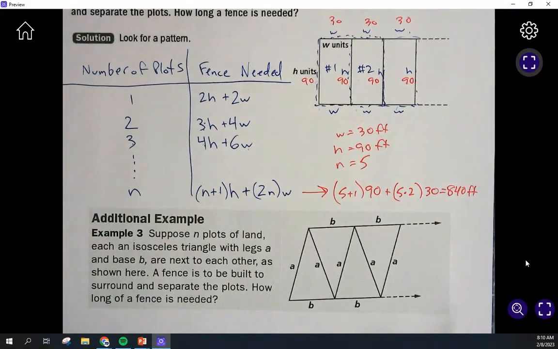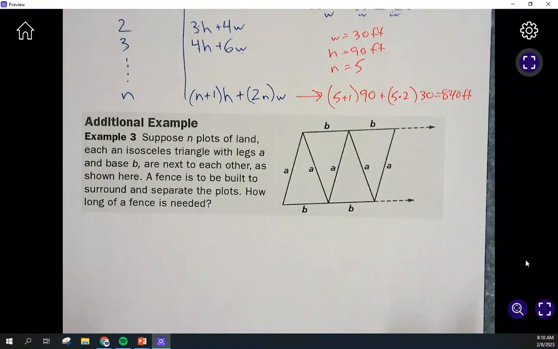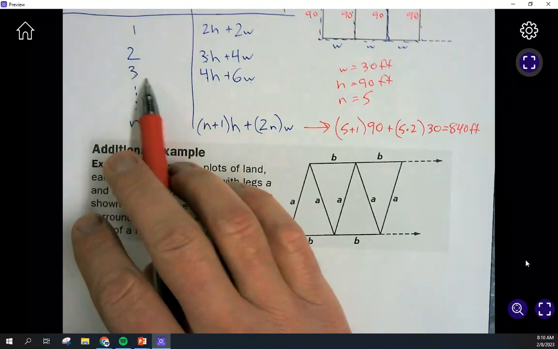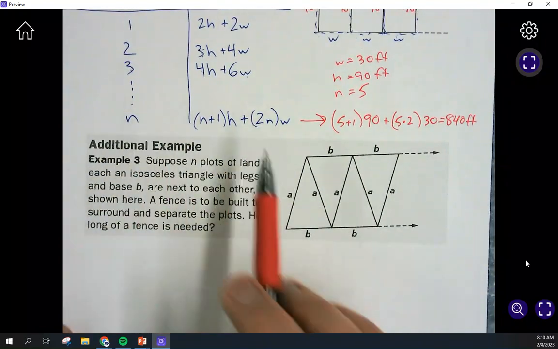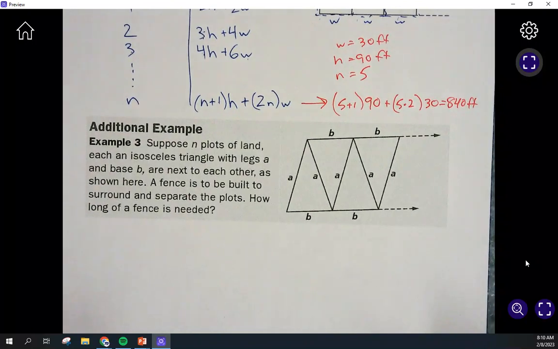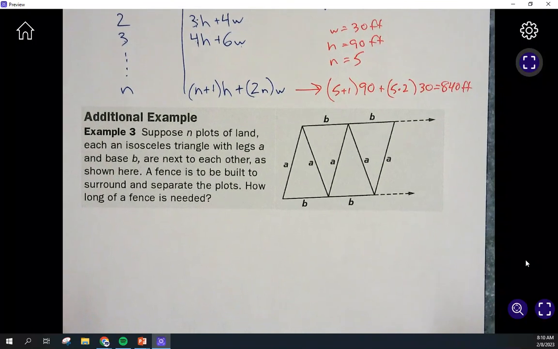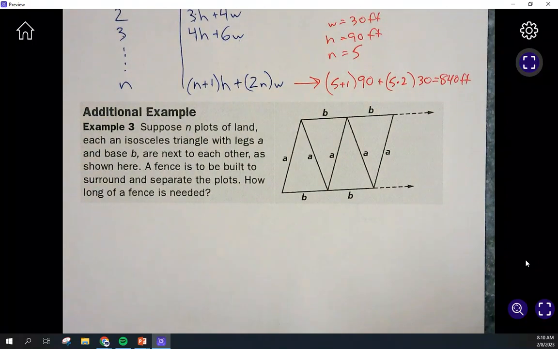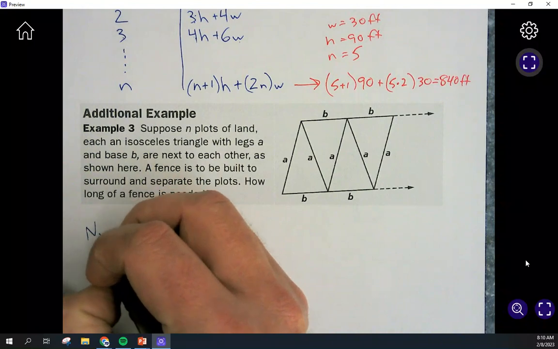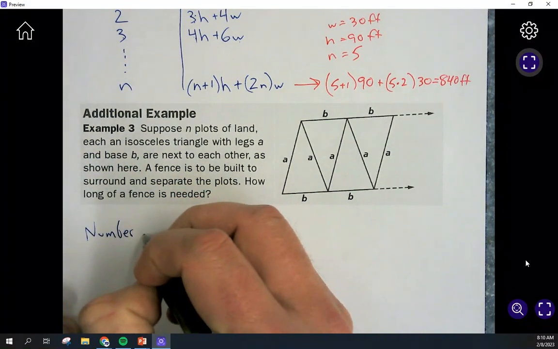All right, so what I would like you to do is pause the video and see if you can try this next example on your own. See if you can chart it out real quick, come up with the formula, and then press play again and see how you did. So I'm going to take a quick break here and let you go. All right, so you should have pressed pause and tried this already. Let's see how you did compared to me.